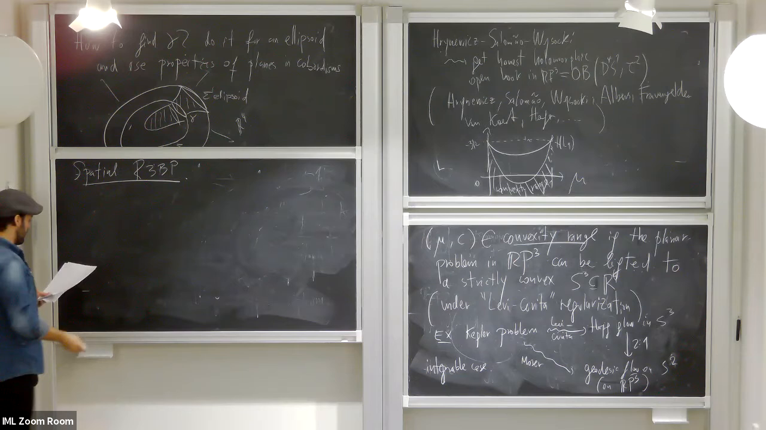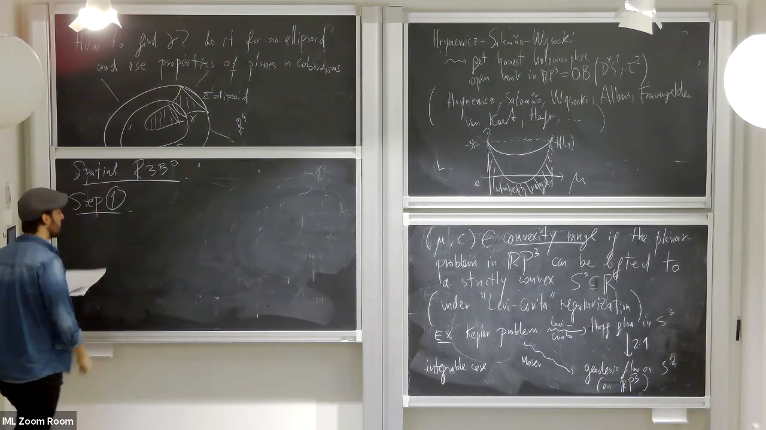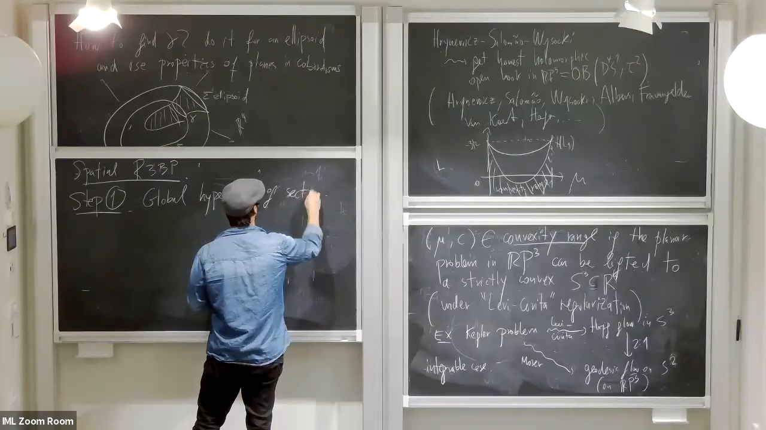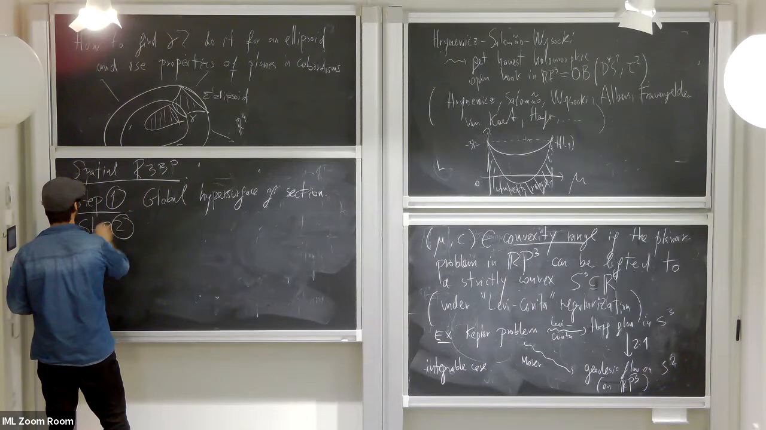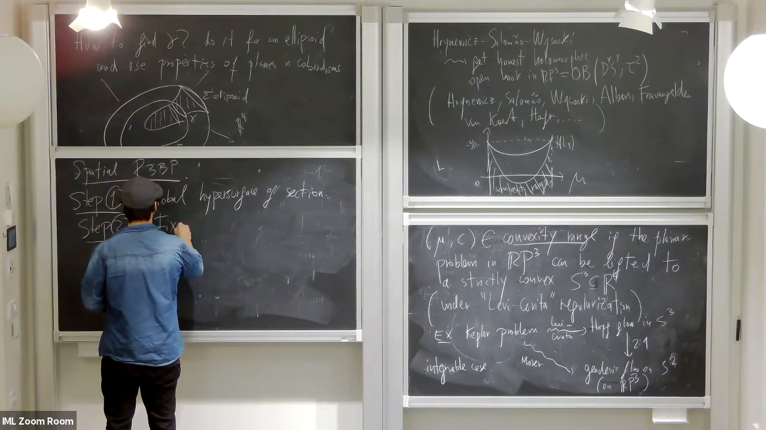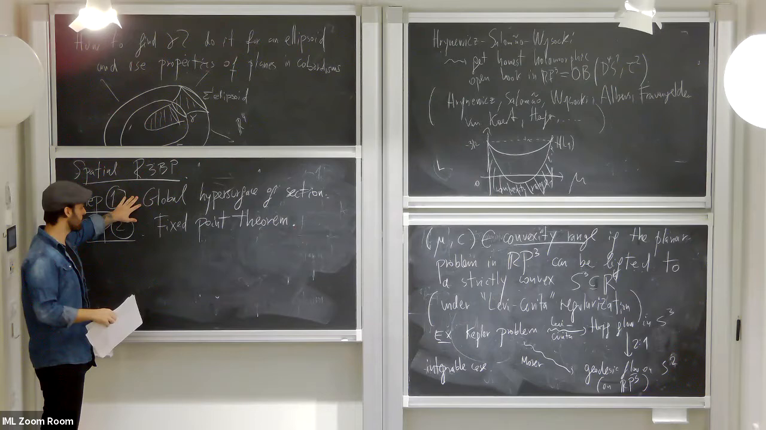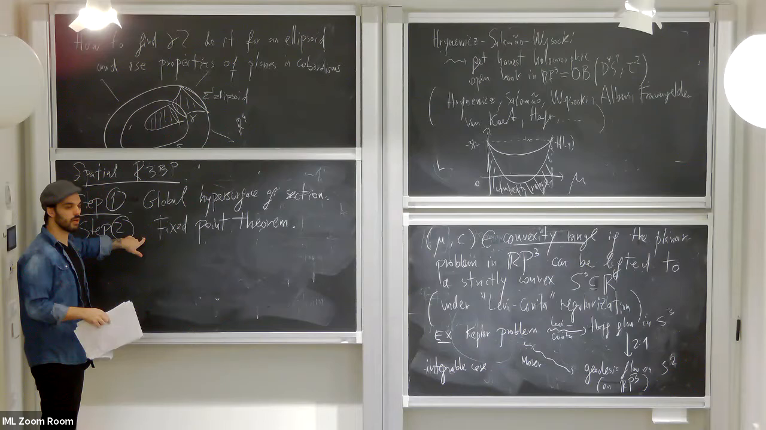Remember that from this approach there are two steps. The first step is that we want to construct global hypersurfaces of section. Step two is that once you've found your global hypersurfaces of section, you want to prove some fixed point theorem for the return map. As we stand today, for step one we were able to find global hypersurfaces of section. I will state a theorem now. We were also able to prove a fixed point theorem, but so far we couldn't really apply it to the problem that inspired it, namely the three-body problem.